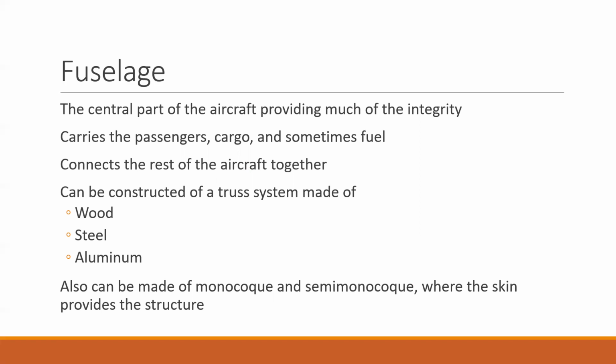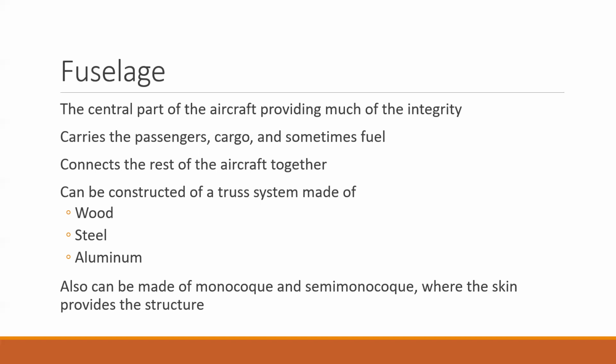This fuselage is usually constructed of either wood, steel, or aluminum. Wood, not as much these days unless you're building a kit airplane, but a lot more it's going to be aluminum. Some are starting to be constructed using carbon fiber, but there's some challenges with that. And usually these are going to be either monocoque or semi-monocoque construction. And there's a diagram later that kind of explains what these are.